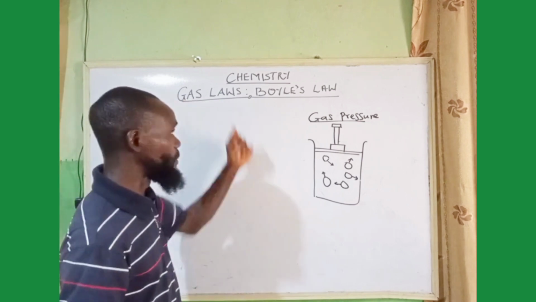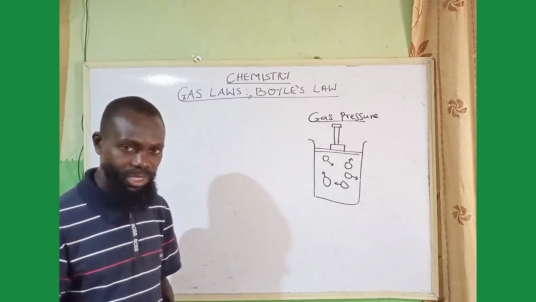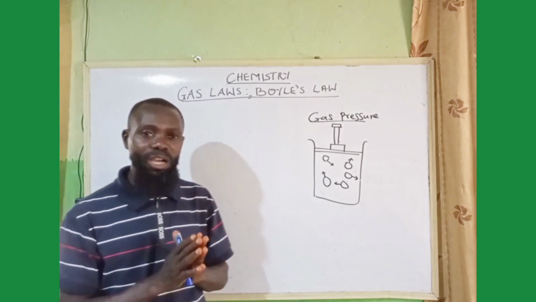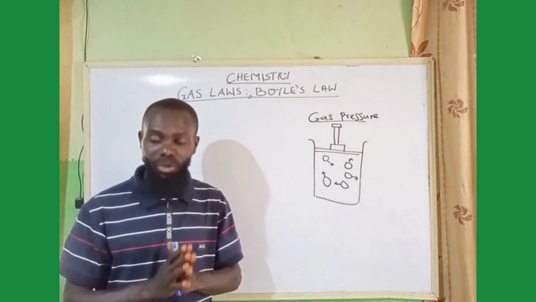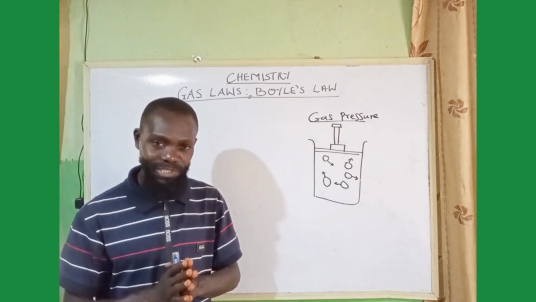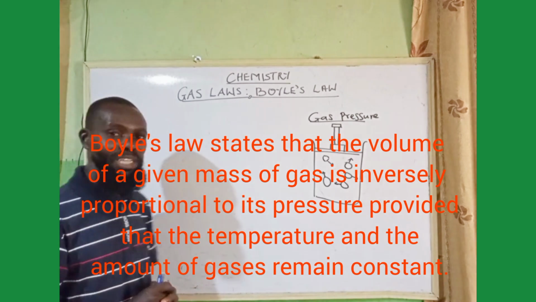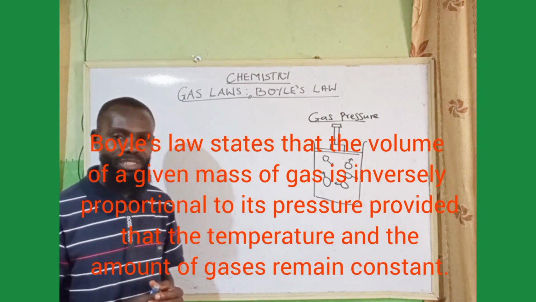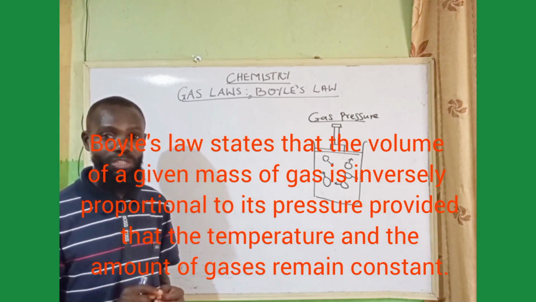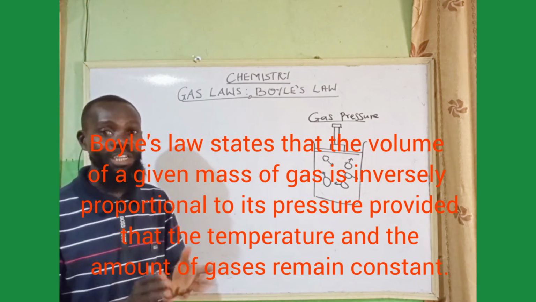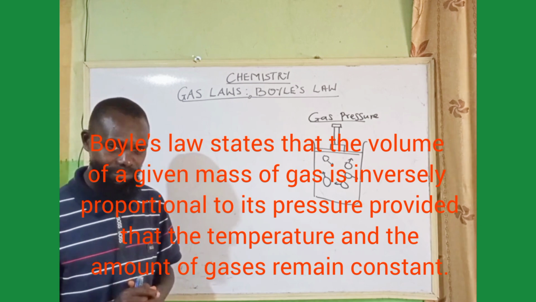Now, what does Boyle's law state? Boyle's law was formulated by Robert Boyle, a scientist, in 1662. Boyle's law states that the volume of a given mass of gas is inversely proportional to its pressure, provided that the temperature and the amount of gas remain constant.